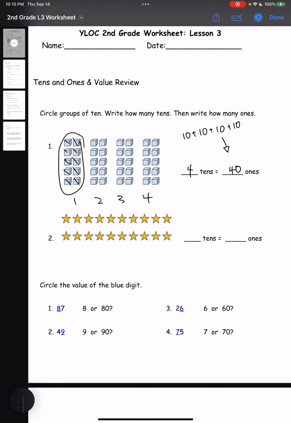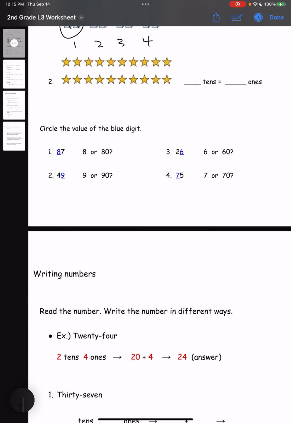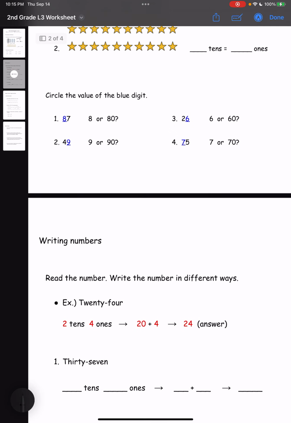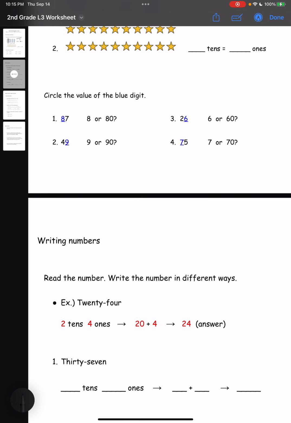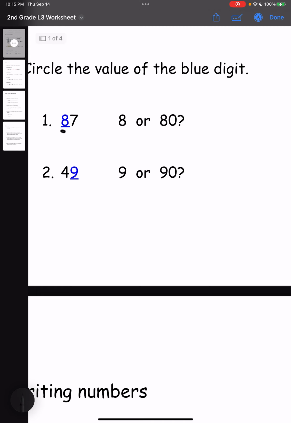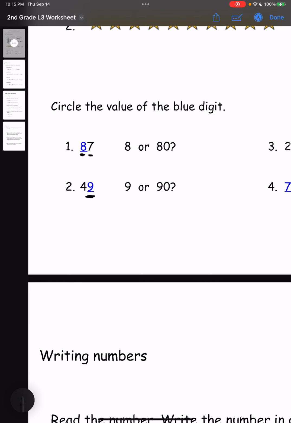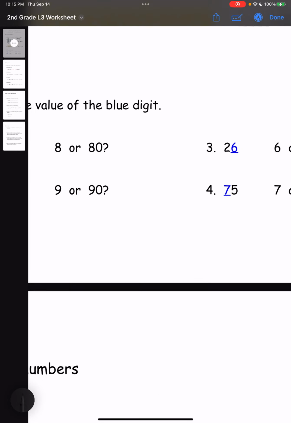Try number 2 on your own in the same way, and we'll move on to circle the value of the blue digit. So here we have to see, is the blue digit in front of another number or is it behind another number? So we'll do number 1 and 2.